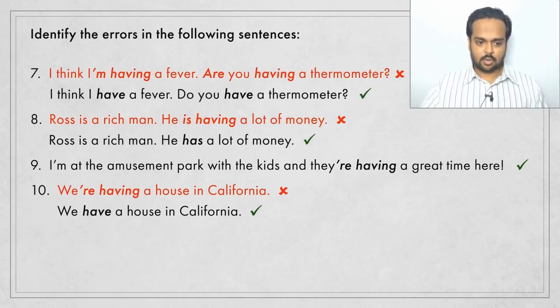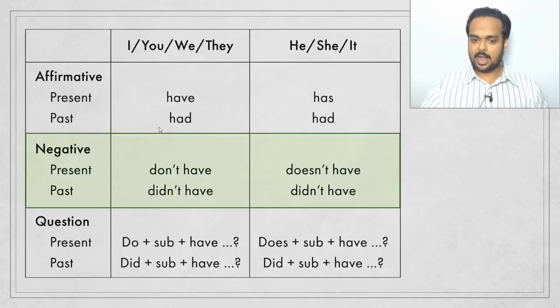And now finally, we're going to talk about how to make negatives and questions using have, has, and had. Thankfully, if you've got the idea of using these correctly in affirmative sentences, which is what we've been discussing so far in this lesson, if you understand this first portion, then making negatives and questions is very easy. It just deals with changing the form of the verb slightly. So we have the form chart here. We're first going to do negative sentences, and then we'll come back and do questions.